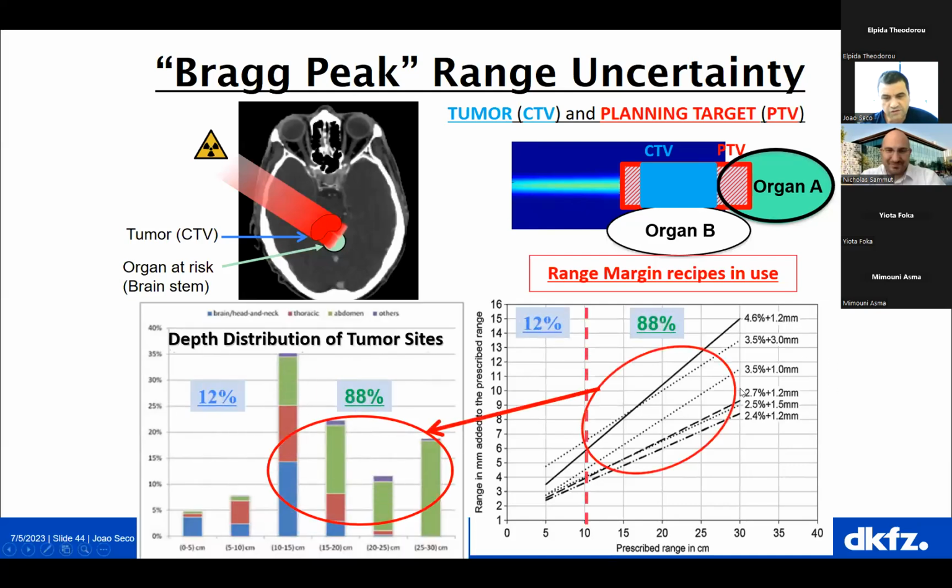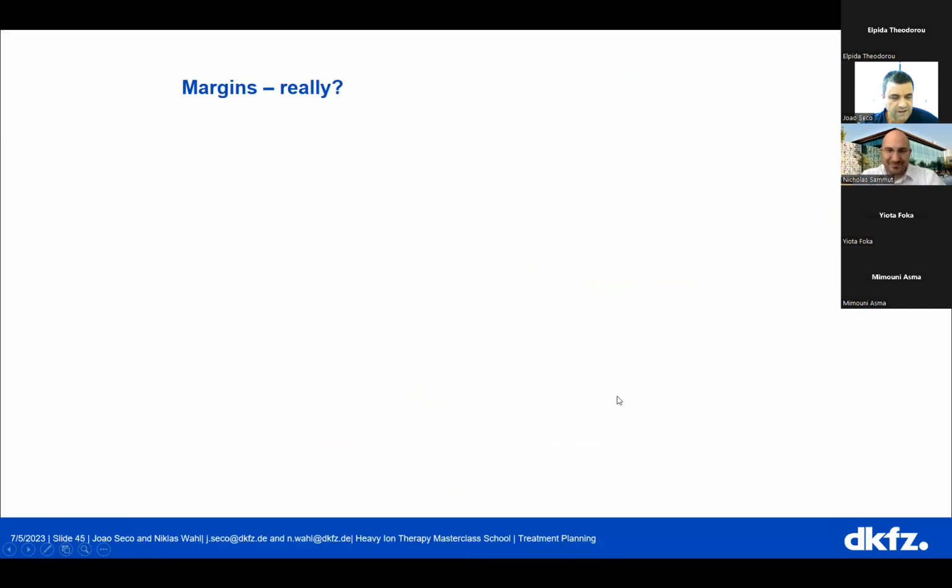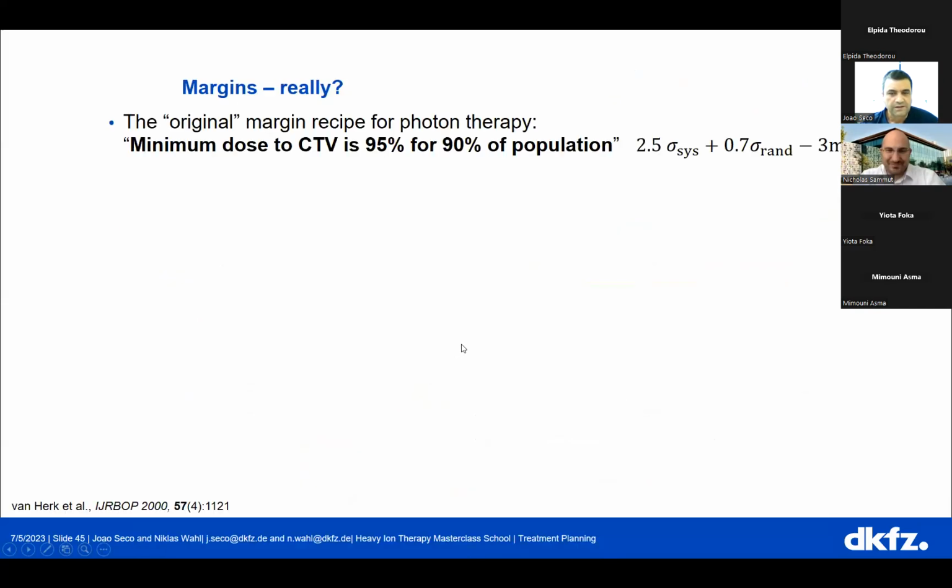And the majority of the tumors that have the biggest ranges are the ones that are the deepest, and those are the ones that we treat most. So 90% of the tumors that we treat are 10 centimeters or deeper, so where the margins are even bigger. So here is, for example, how we calculate for different setups.